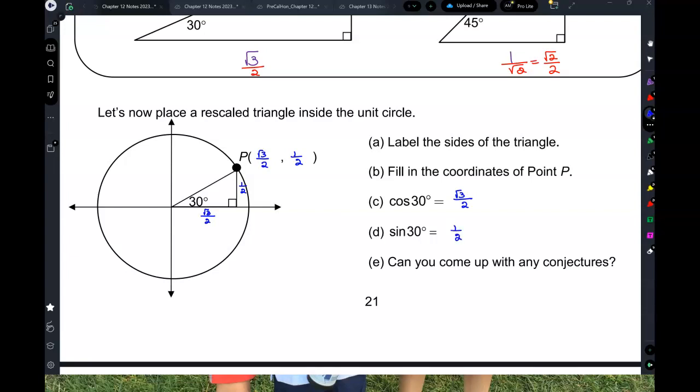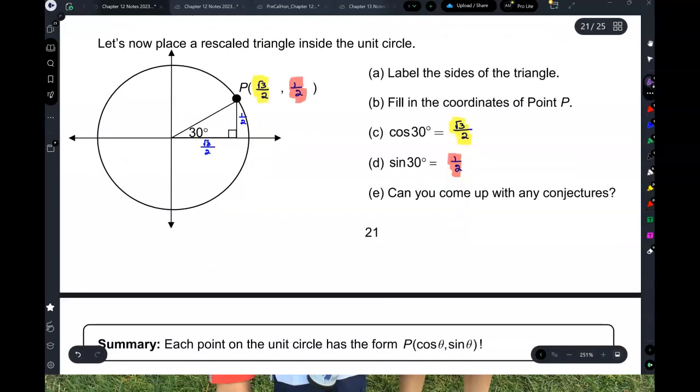Okay, so what do you notice? Remember how we wrote the coordinate here? The x coordinate was the same as the cosine, right? And the y coordinate is the same as the sine. Okay? So cosine of 30 is the x coordinate. The sine of 30 is the y coordinate.